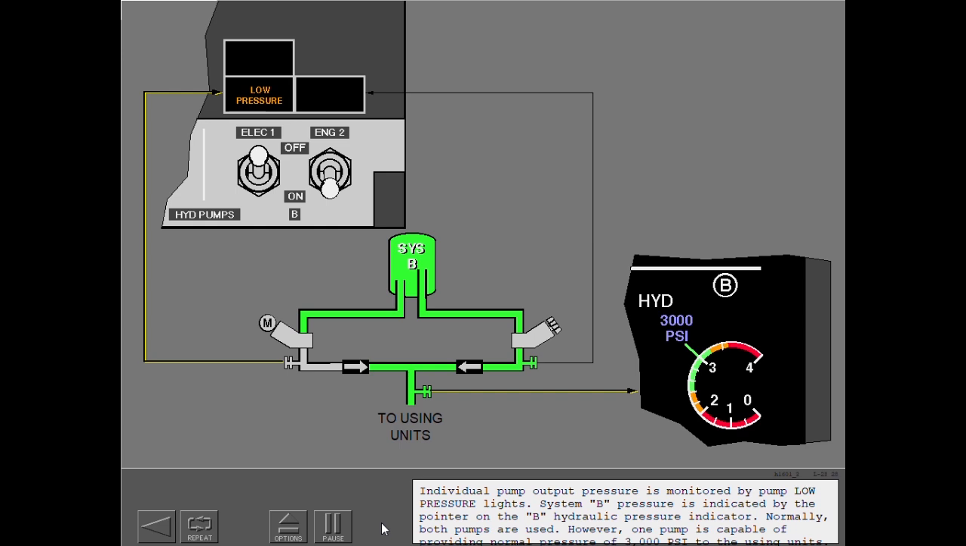Individual pump output pressure is monitored by pump low pressure lights. System B pressure is indicated by the pointer on the B hydraulic pressure indicator. Normally, both pumps are used. However, one pump is capable of providing normal pressure of 3,000 psi to the using units.